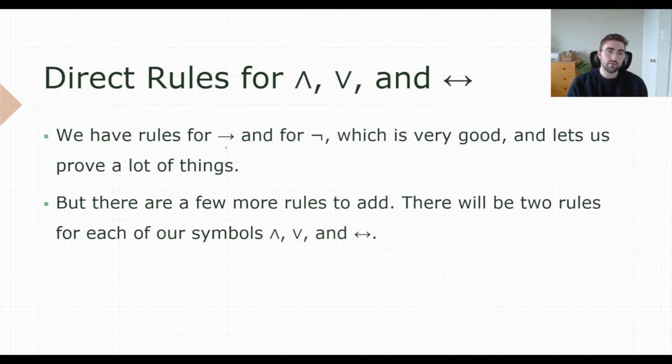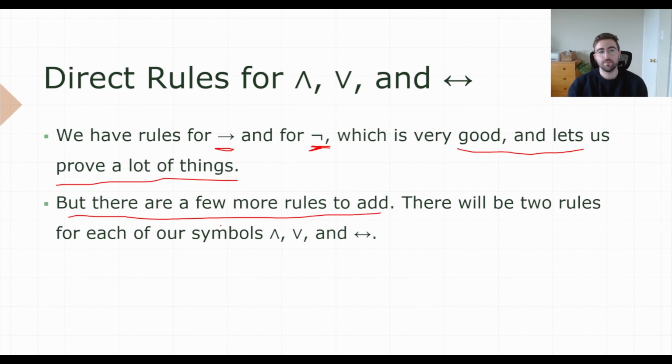You remember, of course, that we have rules already for the if-then symbol and the negation symbol. We have modus tollens, modus ponens, double negation introduction, and double negation elimination. So those are all the rules we can use for these symbols when we're doing our direct derivations, right? Lets us do lots of stuff. We've done a lot of exercises with them already. But there are just a few more to add to our propositional logic.